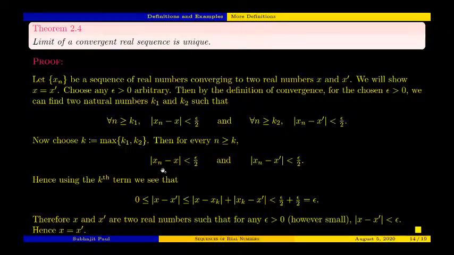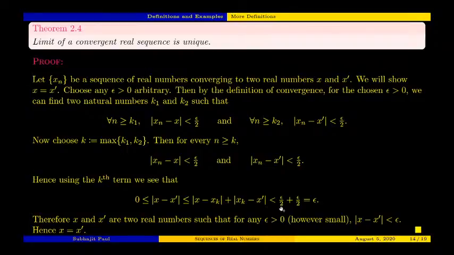So absolute value of xn minus x will be less than epsilon by 2. Also, absolute value of xn minus x dashed will also be less than epsilon by 2. So hence, using the kth term, for which xk minus x is less than epsilon by 2, xk minus x dashed is also less than epsilon by 2. So we see that 0 is obviously less than or equal to, this is an absolute value so always non-negative, 0 less than or equal to mod of x minus x dashed. This is less than or equal to, using the triangle inequality, mod of x minus xk plus mod of xk minus x dashed.